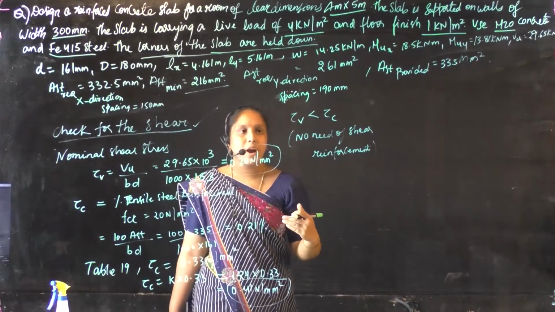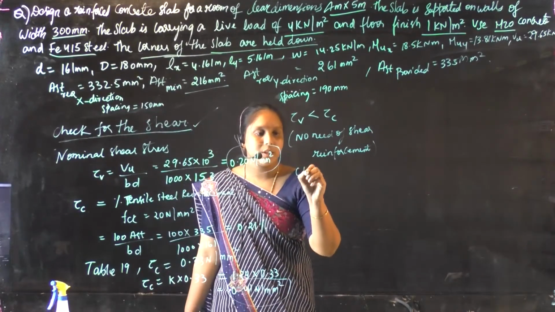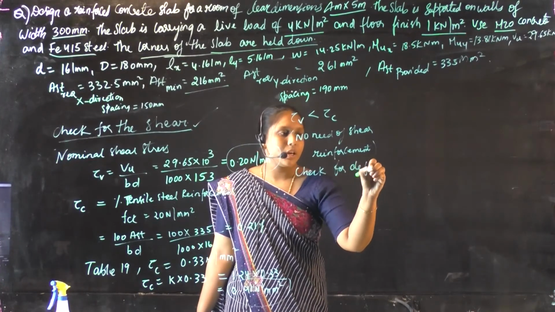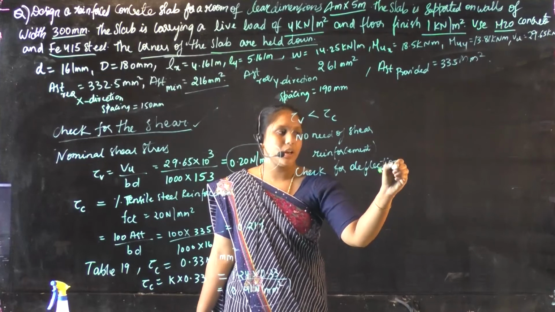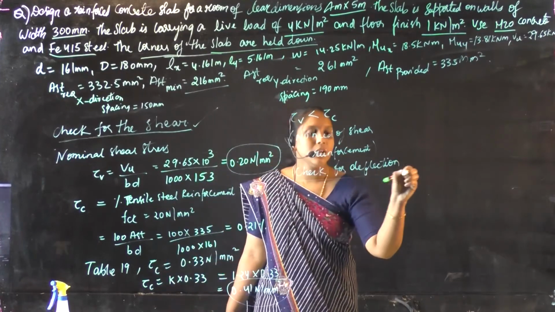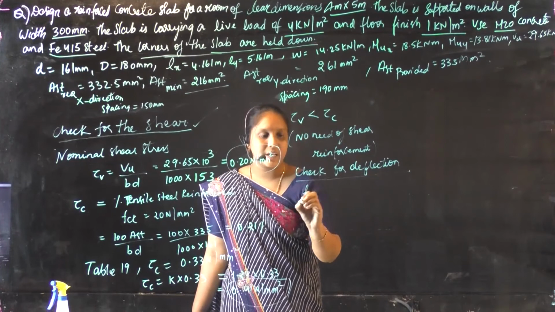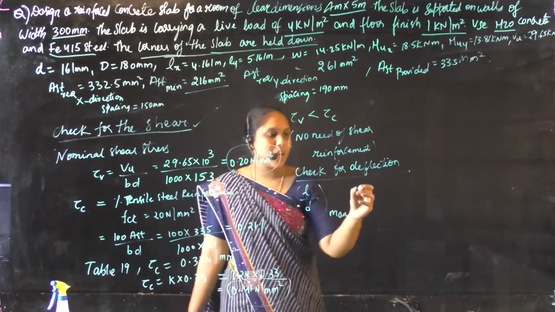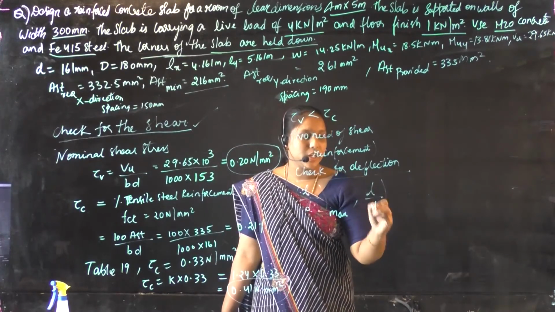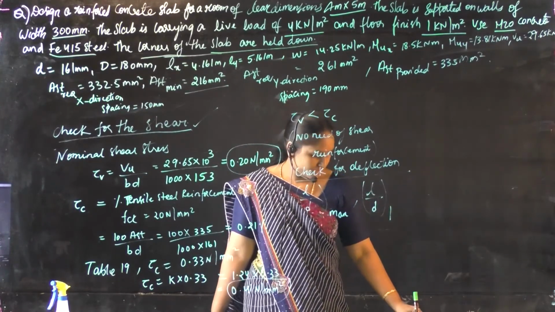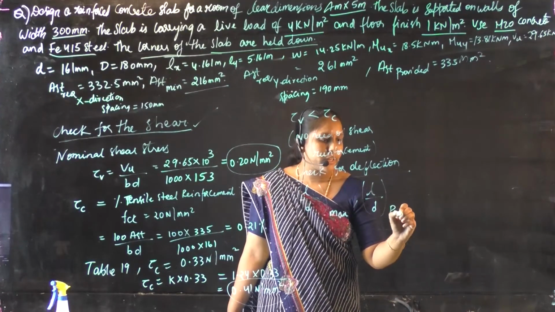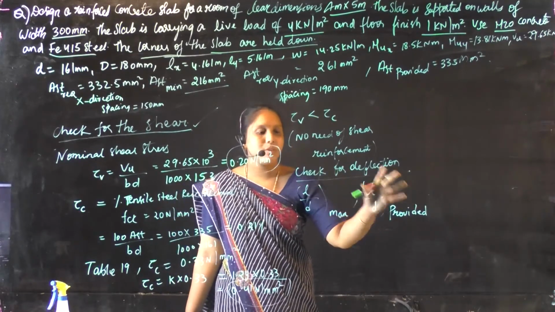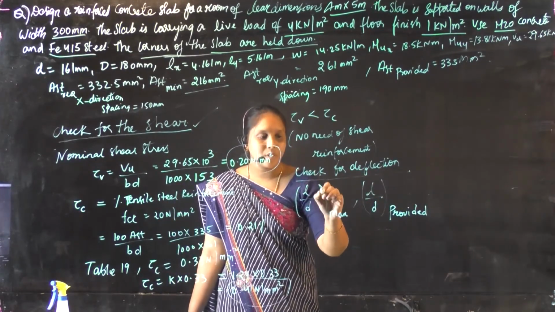So what is the next thing we have to do? We have to check for the deflection. So how will the check for the deflection be done? Here we have to first calculate the L by D maximum ratio as well as the L by D ratio which is provided, and the provided L by D ratio should always be less than the L by D maximum.